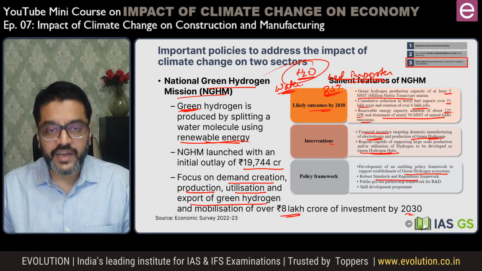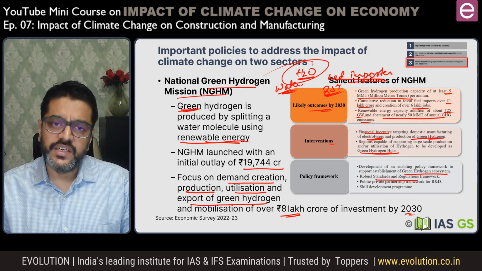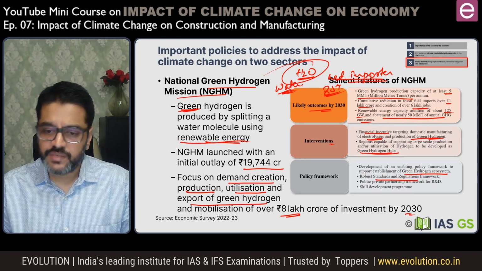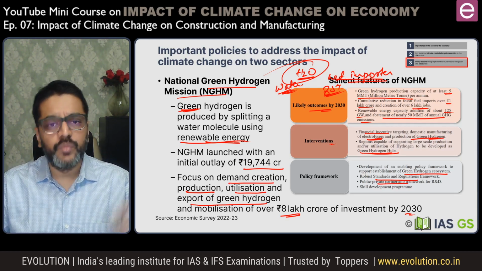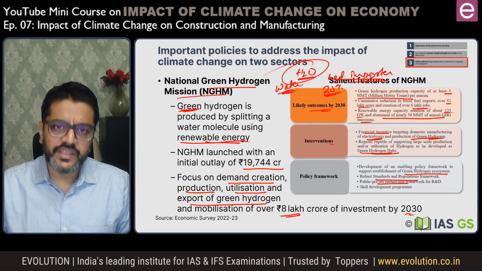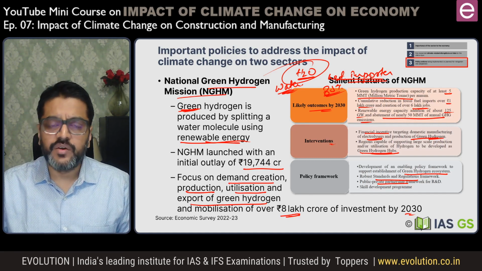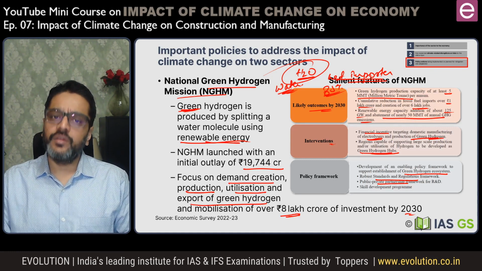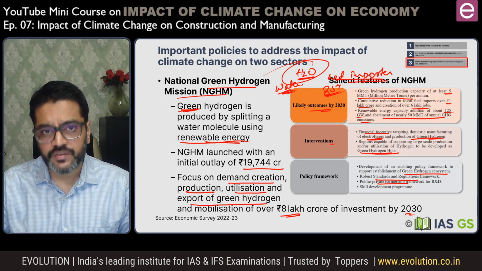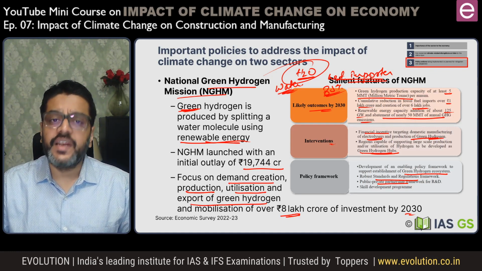Develop a set of standards and regulations so that the industry grows in a sustainable and structured manner. Then support public-private partnerships. So use both the capacity available within the government as well as in the private sector to promote research and development, right? Like I said in the beginning, right now the production of green hydrogen is very expensive because the technology is at a nascent stage.